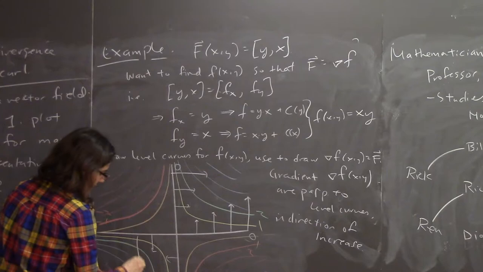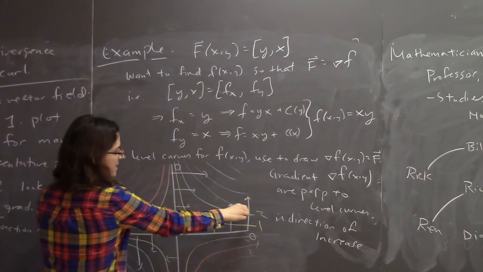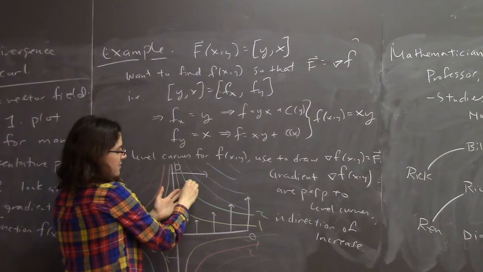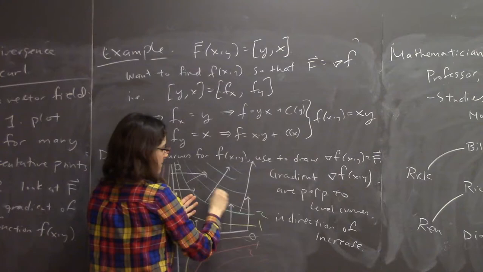And then how about these points here? Let's do this green curve next, level curve of level 2. Our gradient vectors are perpendicular to the curve and in the direction of ascent. And they're bigger as the curves get closer together. So same thing down here.